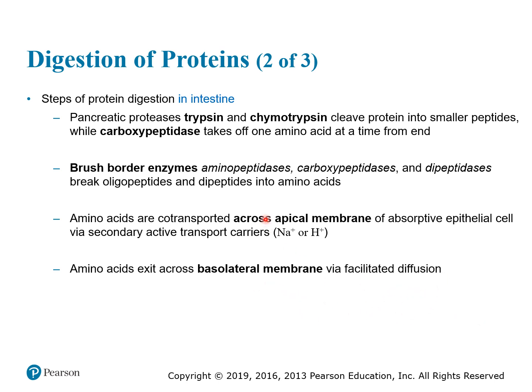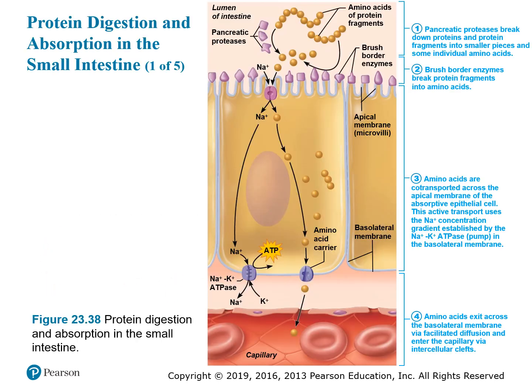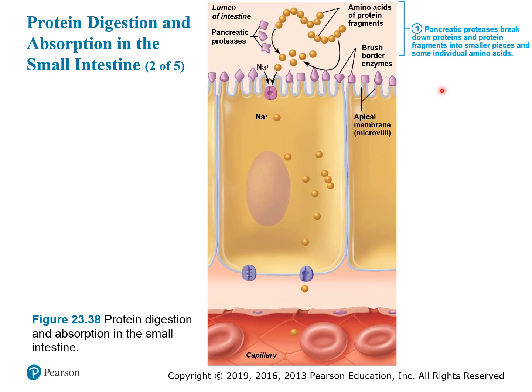So this is almost the same. The apical part and the basolateral part are the same as for the carbohydrates. Now let's look into this diagram. Let's go over it step by step. So these are the pancreatic peptidases and proteases. They break down the complex polypeptides into amino acids or dipeptides, and those dipeptides are further broken down into amino acids by the brush border enzymes.